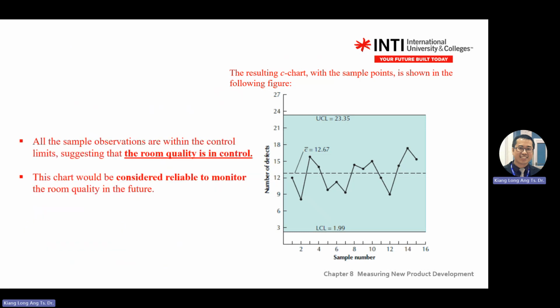Okay. So all samples, room quality is in control. The chart can be considered reliable for monitoring the room quality in the future. So if it's in control, only one solution: continue to monitor. Okay, if out of control, you need to give a solution, right? For example, if this chart is out of control, what is your solution for the hotel cleanliness situation? What is your solution?